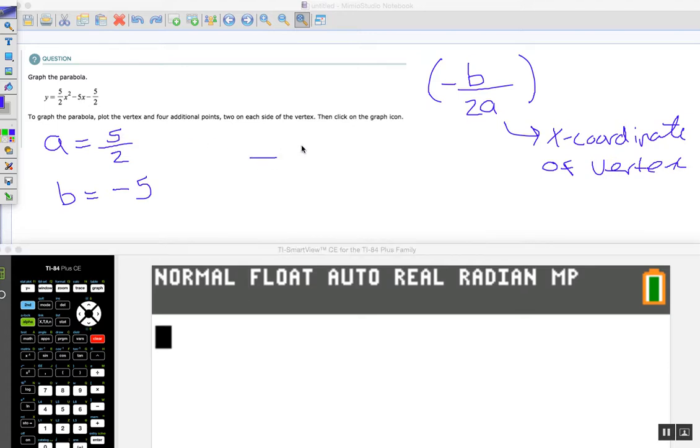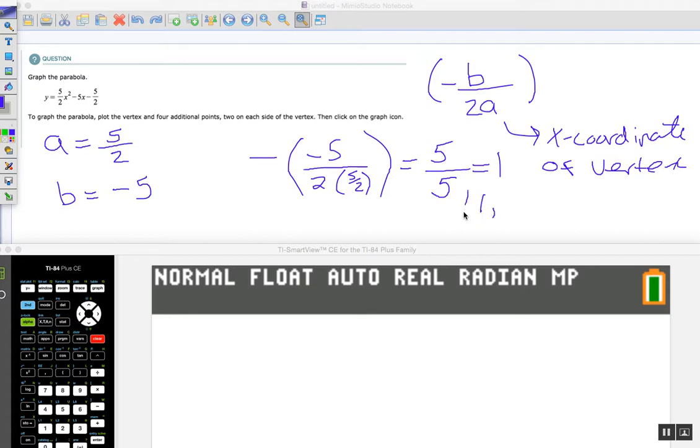So negative, negative 5 divided by 2 times 5/2. So negative times a negative is going to give us a positive 5. 2 times 5/2 is 5, divided by 5 is going to give us 1. So the x-coordinate of our vertex is 1.